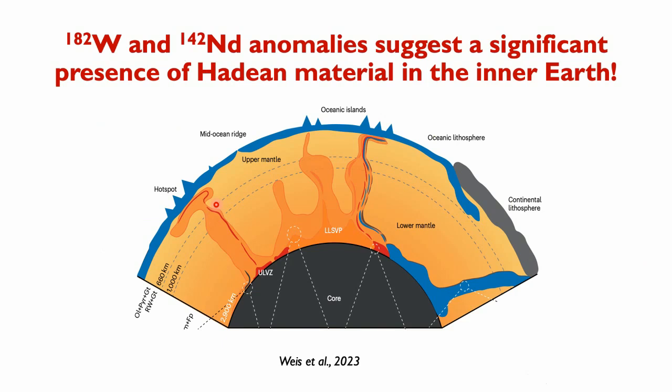Okay, so what do we have? We observe anomalies both for tungsten and neodymium isotopes, and this suggests that there is a significant presence of ADN material one way or another in the inner Earth. So that's, I think, a first-order information that's important.